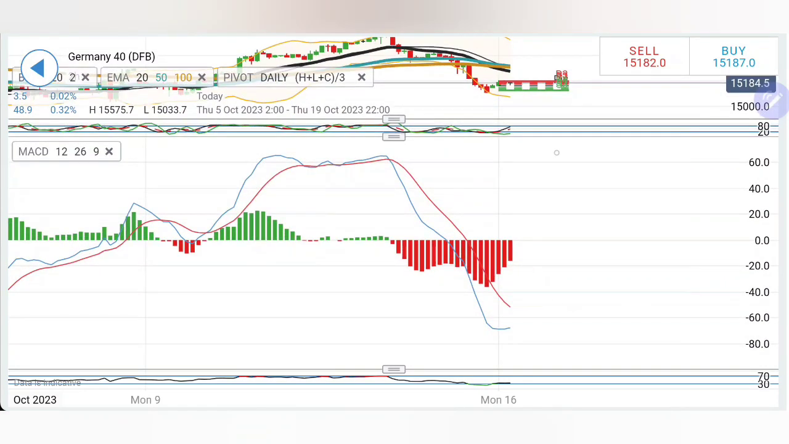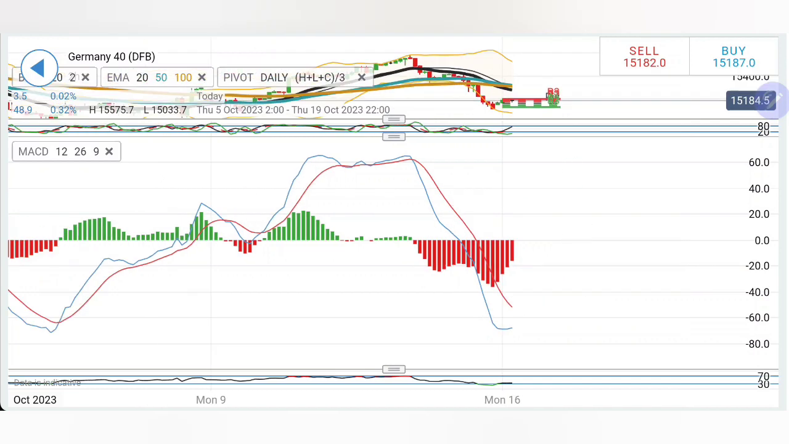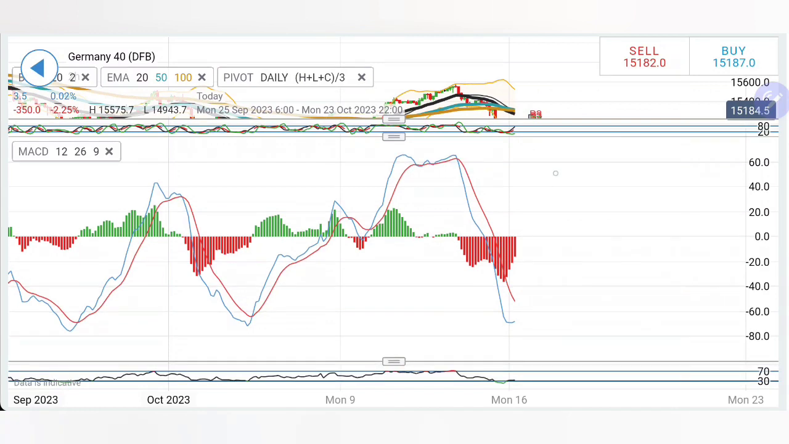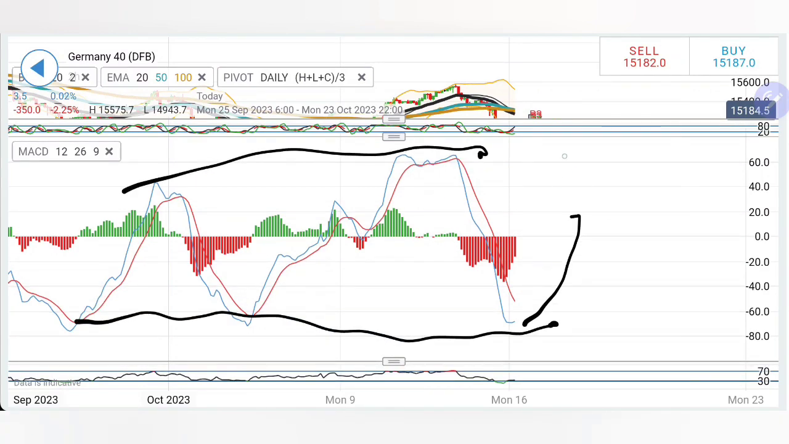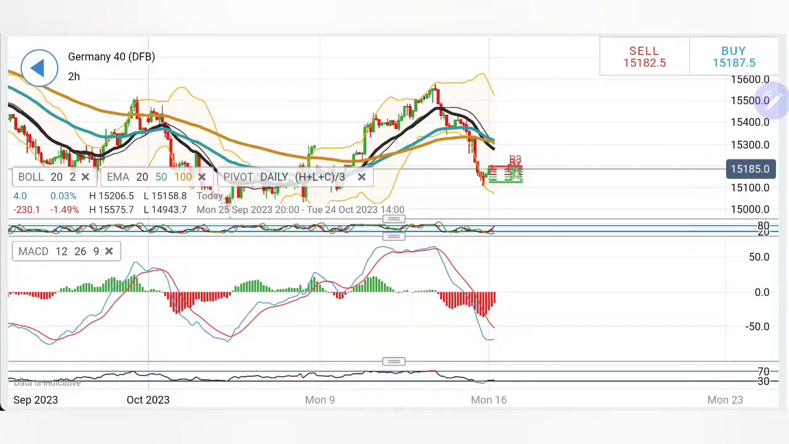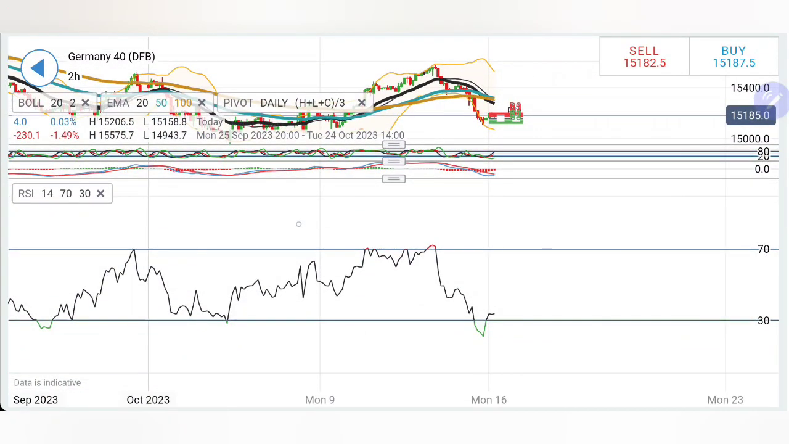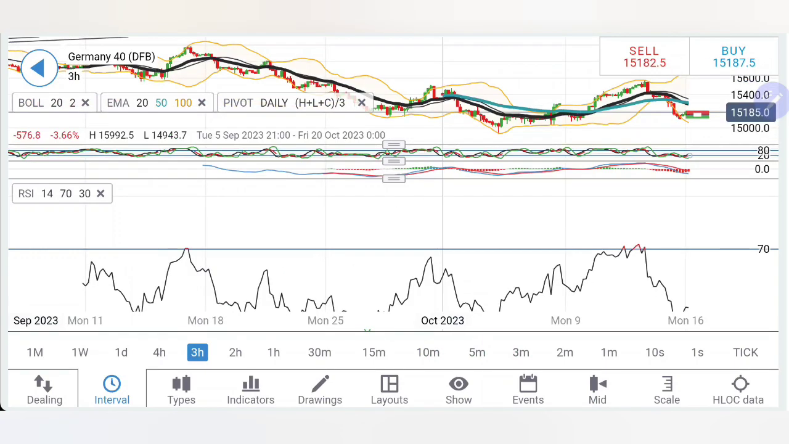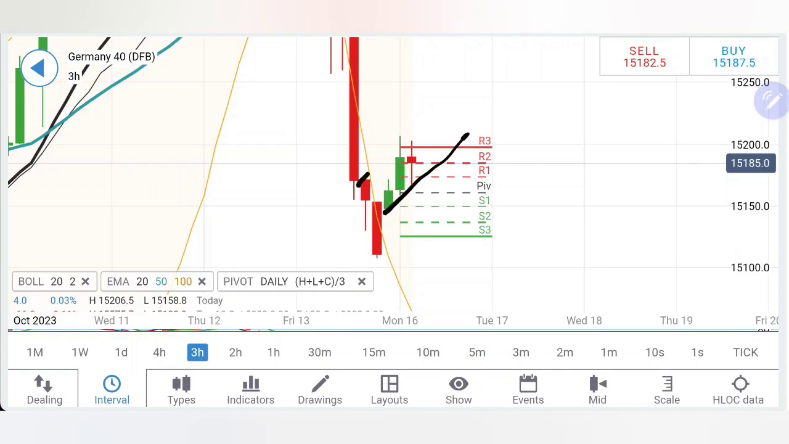Stochastic rising. MACD is trading with extreme bearishness and hence possibly we can expect it to converge, crossover and trade with a slight bullish bias. Now also note that this crossover is coming at lower levels. So higher lows, higher highs, and if it completely reverses, certainly the prices can reverse from here towards 15,400 and beyond levels as well. RSI coming out of the oversold levels.